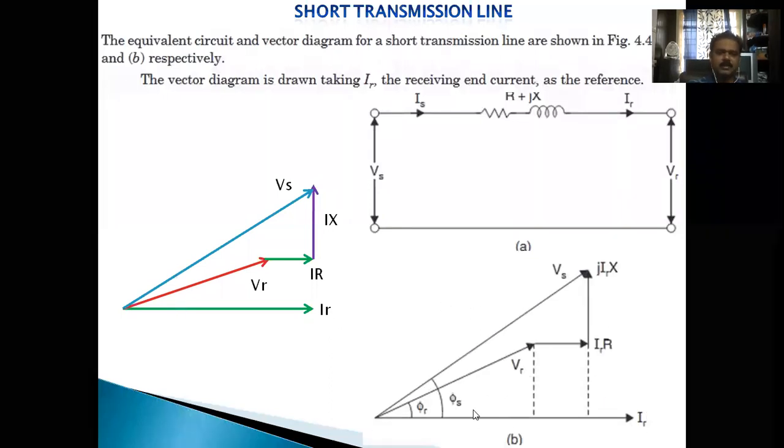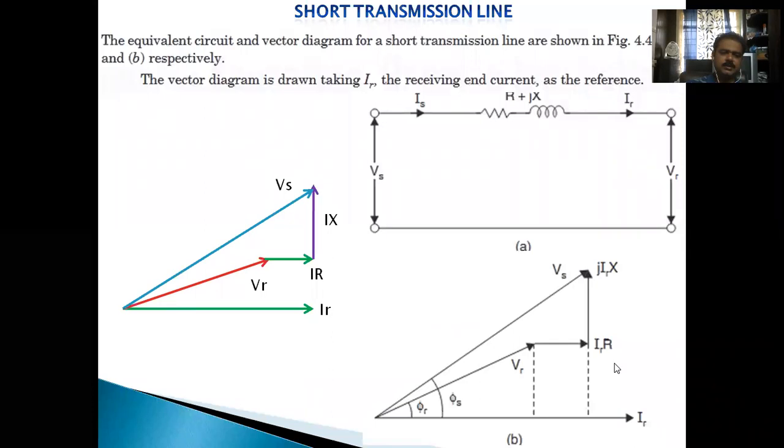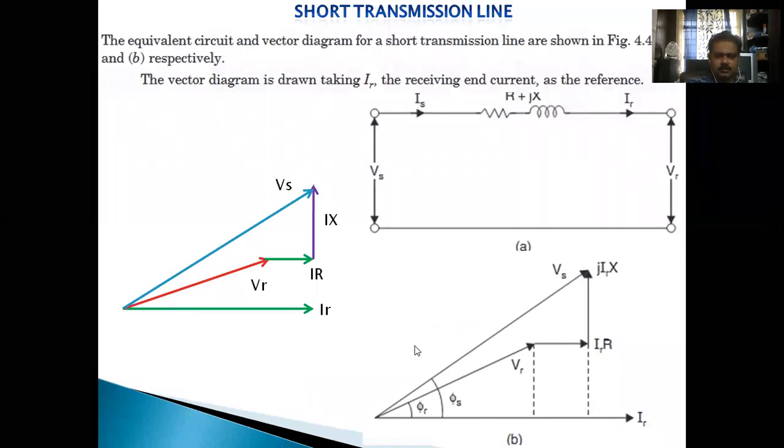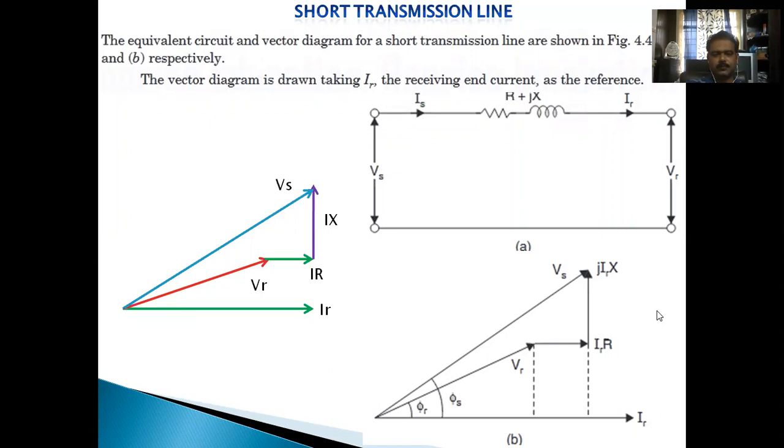Now the final vector diagram, if we observe, is in this fashion. So the sending end voltage is equal to the receiving end voltage plus the drop. Okay, so I think you have noted this.